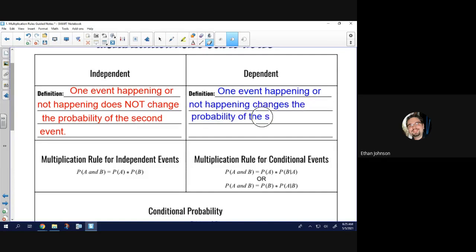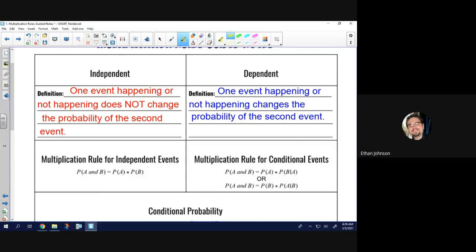The other type is called dependent probability, where one event happening or not happening changes the probability of the second event. Talking back about that card, if I pull from a deck of cards, well, in a deck of cards there's 52 cards total, I pull a card out and I set it down, well, I don't have 52 cards anymore, I have 51. That changes our probability.